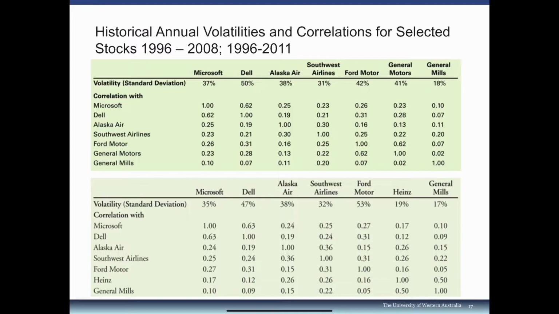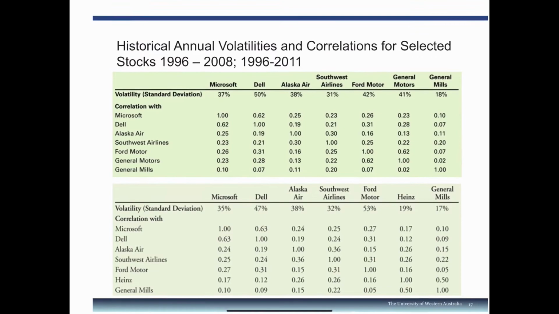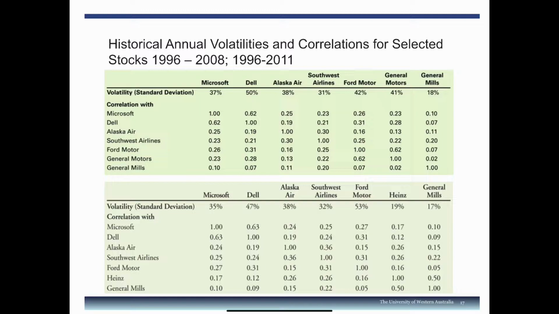The top panel is from 1996 to 2008. The bottom panel is from 1996 to 2011, right? None of them is negative, which means it's very difficult to find two stocks that do not co-move together. They will always co-move by a common factor of the market. But you can see that for Dell and General Mills, the correlation is 0.07. That means they tend not to move together, so when forming a portfolio, maybe picking Dell and General Mills would be a good idea, right? That's just our intuition. We'll get to that.